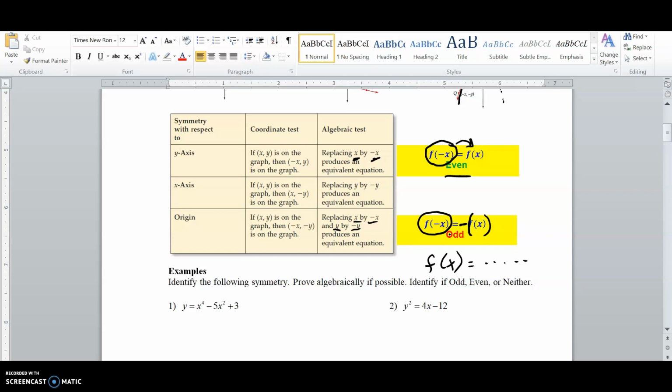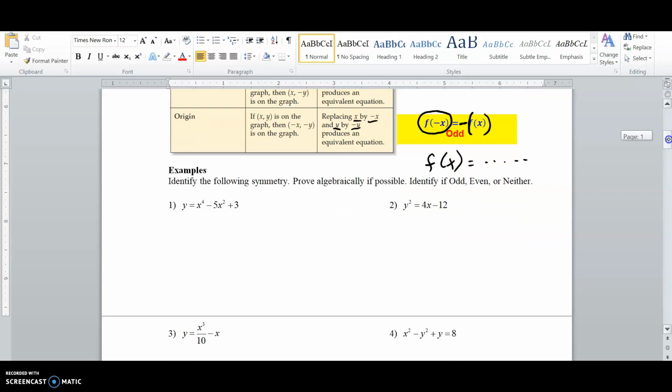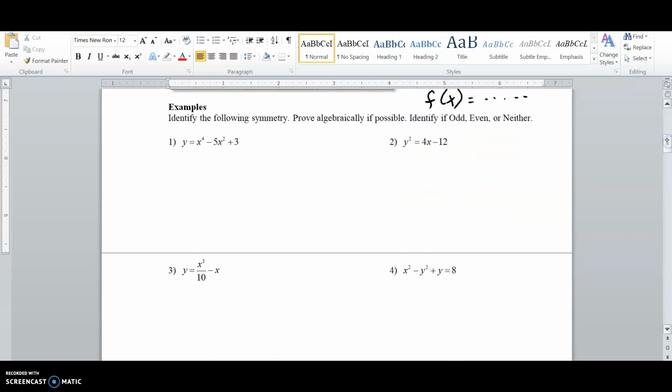So we'll do an example of both methods for the origin, where we would actually replace our x's and our y's by negative x's and negative y's. Okay. I'm just going to do the couple I did on day 2 of this lesson here, but it just says identify the following. So step 1 is, for me, replacing all of our x's with negative x's.